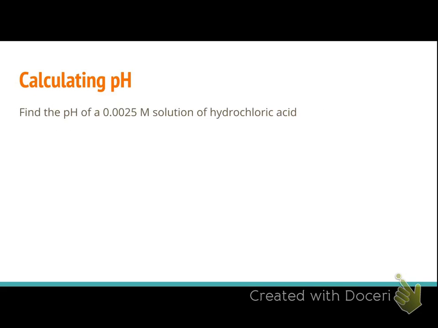So calculating the pH. Find the pH of a 0.0025 molar solution of hydrochloric acid. Now, in this problem, this does not matter, because we already have our molarity, we don't need to know that this is hydrochloric acid, okay? Because we found the molarity already from the fact that it was hydrochloric acid. Now, if I gave you the grams and you needed to find the moles, then you would need that molar mass to convert that. But right now, we don't even care that this is hydrochloric acid.